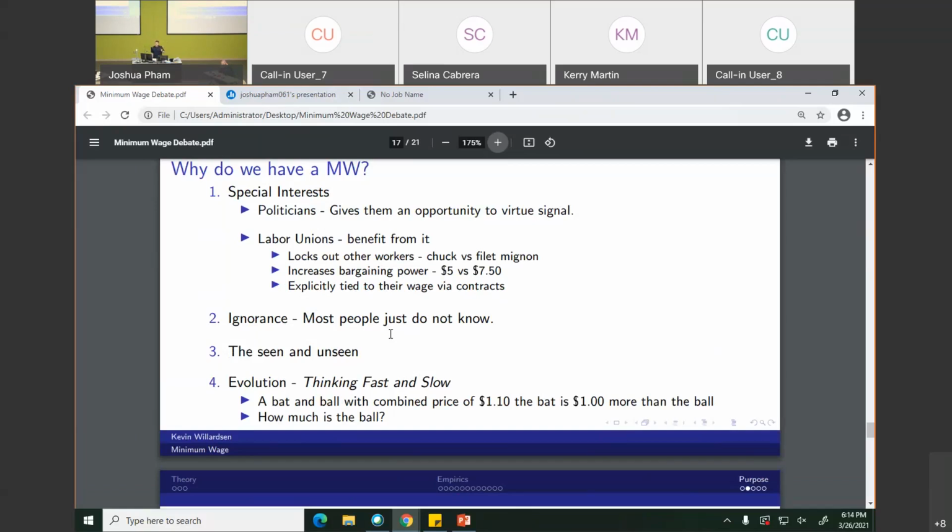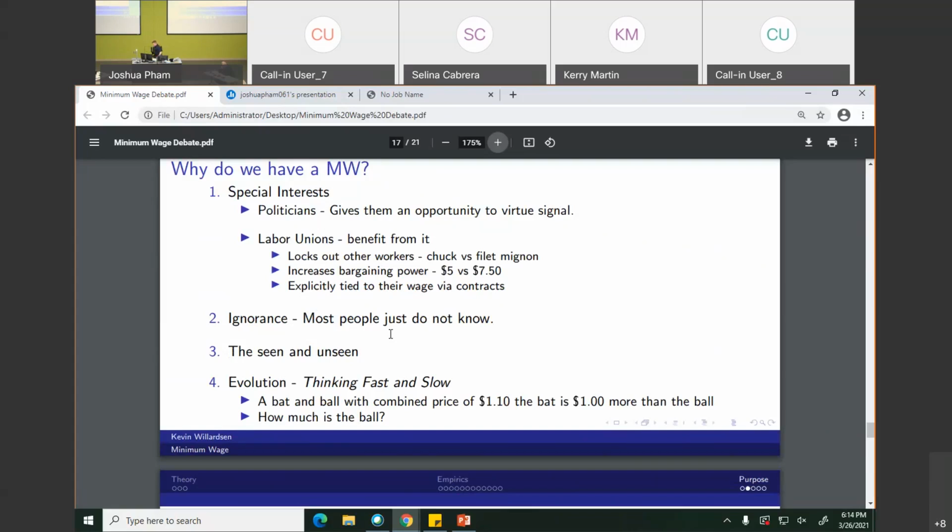Ignorance is another example. Finally, you get the seen and the unseen. When we increase the minimum wage, we walk around the grocery store, we walk around the restaurant, and we see people who are working, making more money than they did several months ago. But what we don't see are all of the people that aren't there anymore, right?